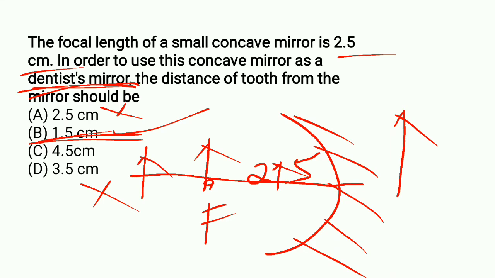That is, in order to get the virtual image of a tooth, which is formed by the concave mirror as virtual and erect, the object should be kept between the focus and the pole. As we know, in order to get a virtual image by the concave mirror, the object should be kept in between the focus and the pole. So only one distance, 1.5 centimeter, is the suitable distance to get the virtual and erect image. So option B is the correct answer.